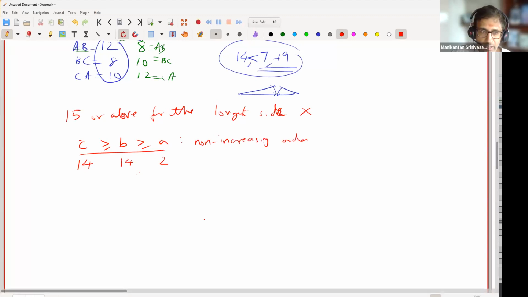So 14, 14, 2, and then the logic is the same, 14, 13, 3, all the way till these two become equal. This will be 14 anyway, I don't have to fill it. And that becomes equal when these two add up to 16, which is 8 and 8.